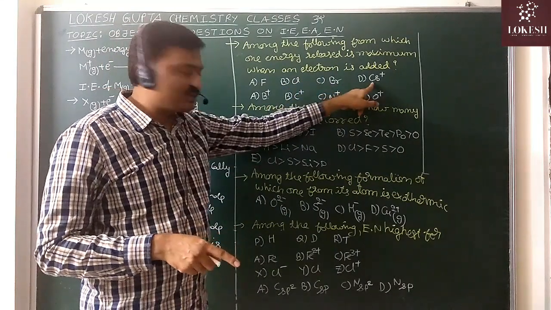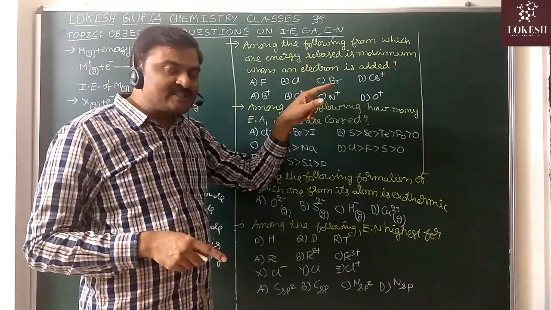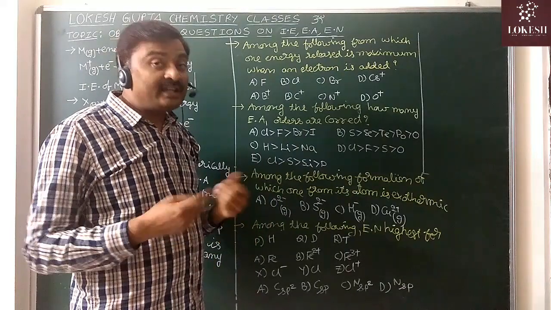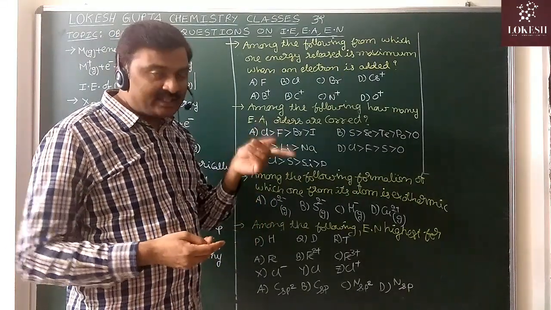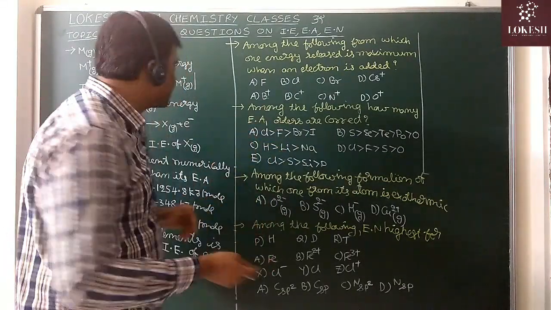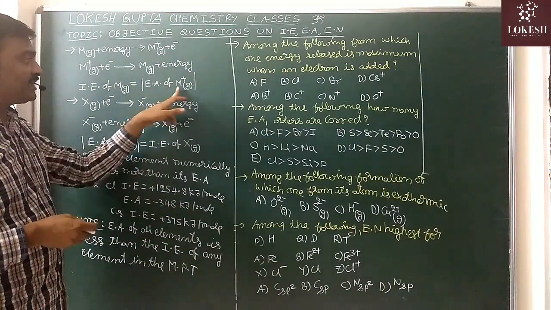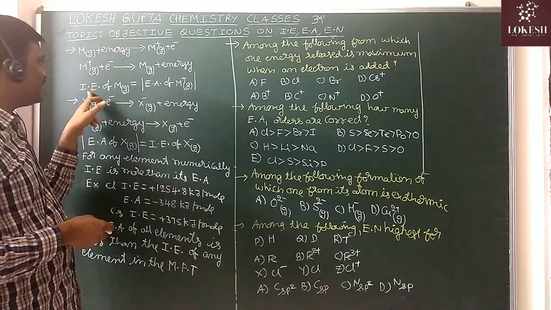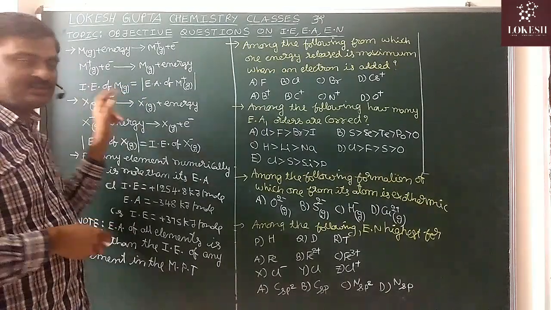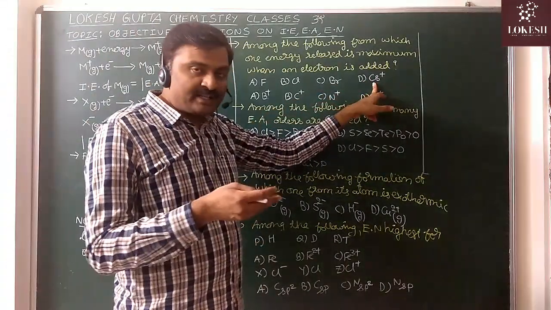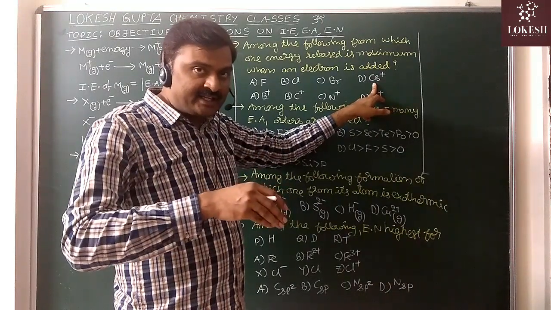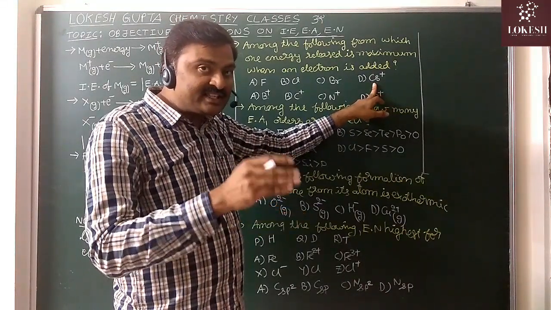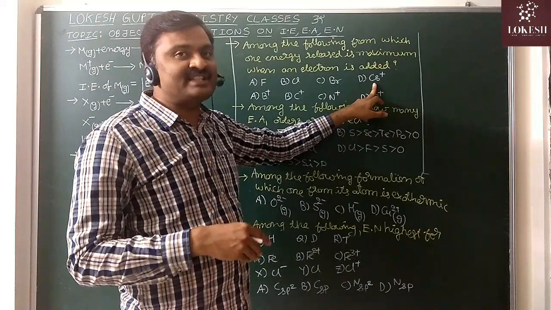Now in between these two, for Cs plus, when an electron is added, what is the energy released? Electron affinity of Cs plus. Just now we discussed that electron affinity of M plus is numerically equal to ionization energy of M gas. So for Cs plus, when an electron is added, energy released is equal to ionization energy of cesium.